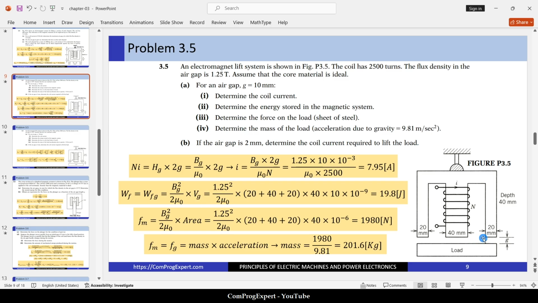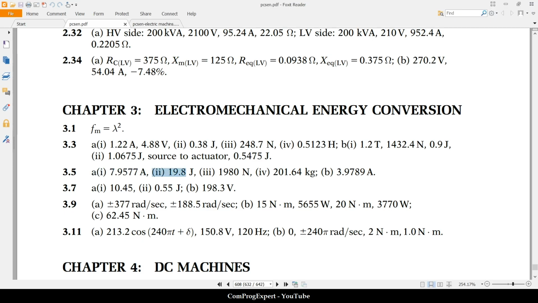It is the total width, 20 plus 40 plus 20, times the depth of the problem, which is 10, is 40 times the air gap thickness, that is 10, given here. We calculate the total volume for these 3 air gaps times 10 to the power minus 9, because all of these numbers are in millimeters. We should change them to meters. The stored energy in the magnetic system is 19.8 joules. You can investigate this number.